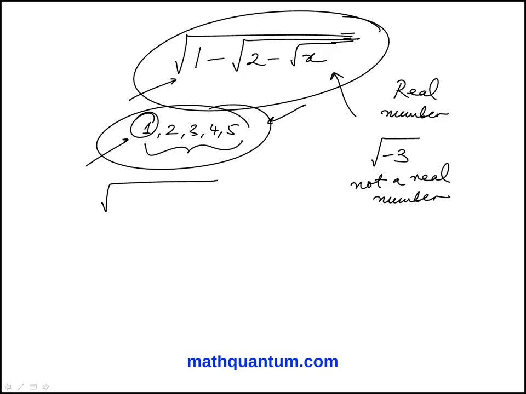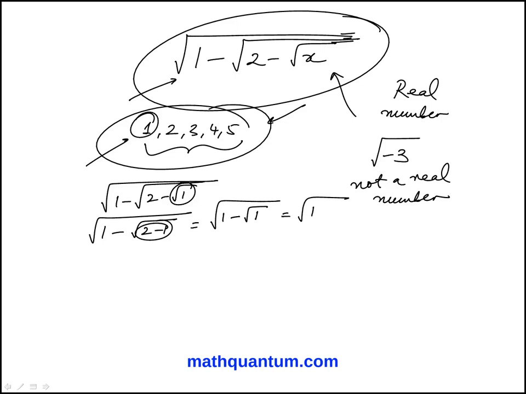So if I replace x with 1, square root of 1 is 1, so this becomes square root of 1 minus square root of 2 minus 1. Now 2 minus 1 is 1. I think this is probably the most confusing one. So square root of 1 is 1, so square root of 1 minus 1 is square root of 0. Now square root of 0 is defined. It is 0, because we're asking what number multiplied with itself gives you 0. So 1 actually is not the answer.